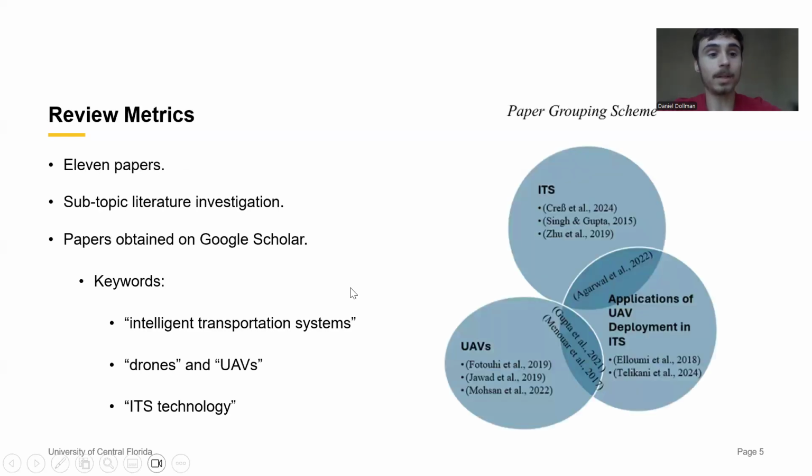So these are my review metrics. I looked over 11 papers. It was a subtopic literature investigation that was performed, and I found these papers primarily on Google Scholar using keywords such as intelligent transportation systems, UAVs, ITS technology. And this Venn diagram here shows the way I grouped the papers by topic, with some overlap between some sources.